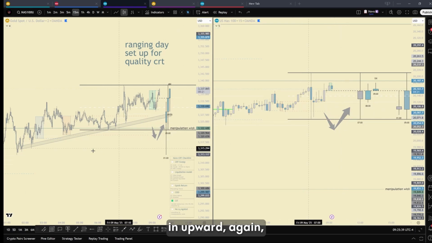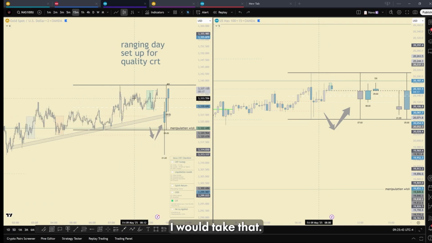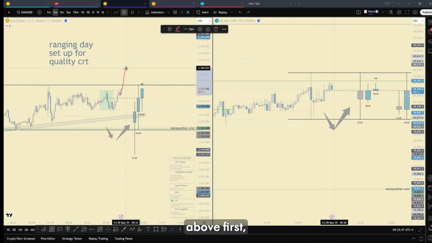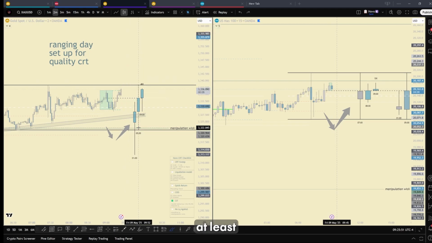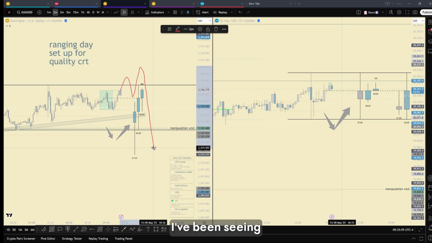Okay, gold as well. Honestly, anything it does, I would take that. If it's looking to sweep above first, we might take the first short lower. I do expect it at least be taken out of a trade, at least one. Like price moves down and there's a resweep, moves back up and then moves down lower. Okay, that's also something I've been seeing this week.